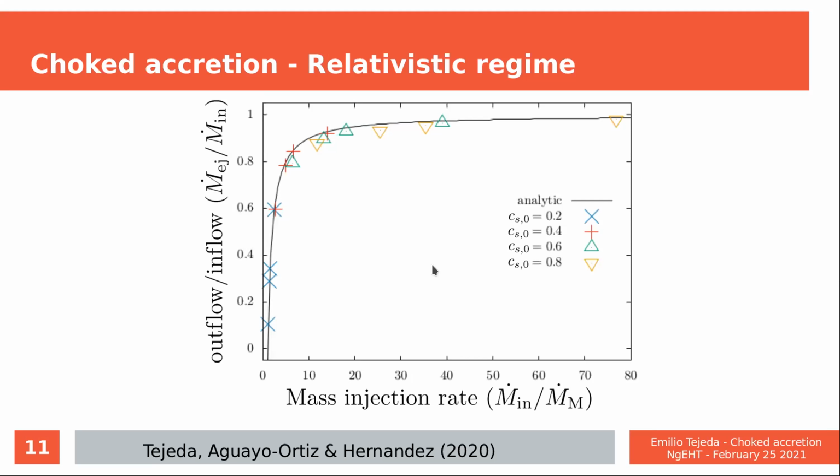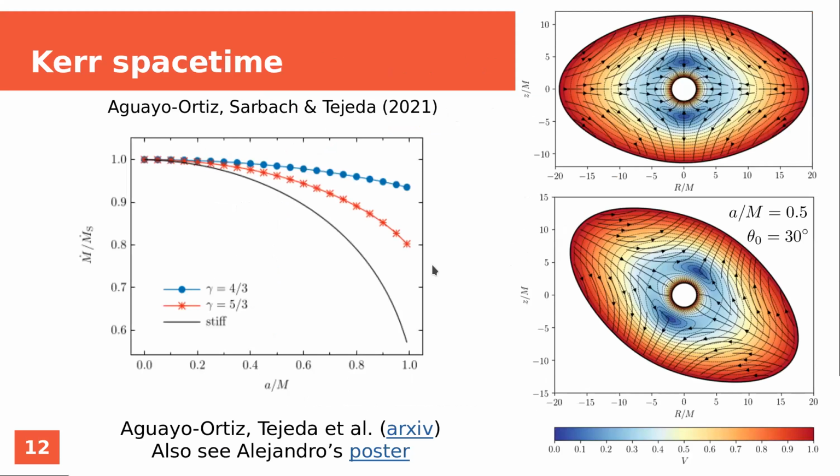This provides an appealing simple connection between accretion and ejection flows, not very different to an on and off switch. Whenever the mass injection rate exceeds the corresponding Bondi value, the excess flux is redirected as a bipolar outflow. We have also shown that the choked accretion mechanism can successfully operate with a curved black hole.